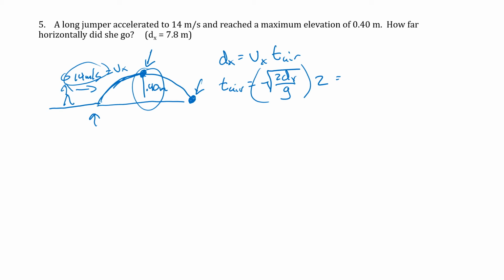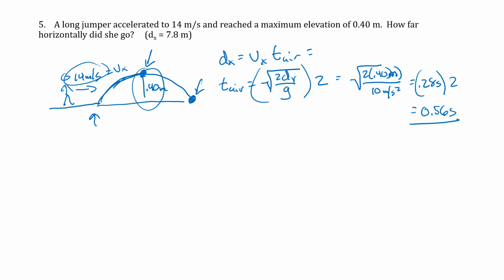So let's find T air. Let's not rewrite the equation: it's the square root of 2 times 0.40 meters over 10 meters per second squared, and 2 times 0.4 is 0.8, divided by 10 is 0.08, square root of that. So it's 0.28 seconds to come down, but again, remember we need to double it, multiply by 2, so the total time is 0.56 seconds, okay?